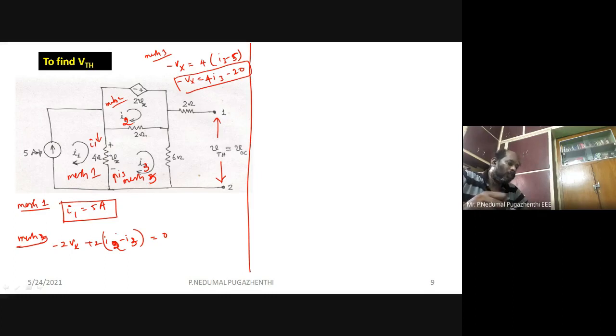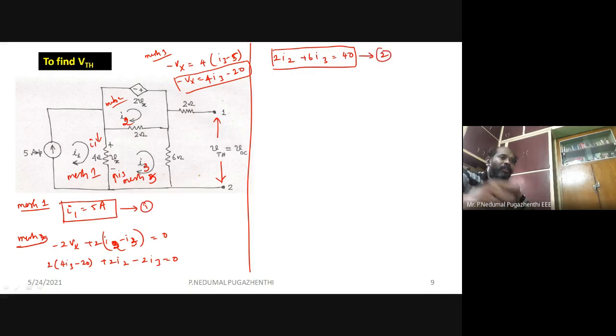And if I apply this here, I have a Vx here, minus Vx is there. If I apply that, what I will get? 2 into 4 I3 minus 20 plus 2 I2 minus 2 I3 is equal to 0. If I solve that, I will get 2 I2 plus 6 I3 is equal to 40. If this is my first equation, I will consider this as my second equation, which I have reduced from the second loop.